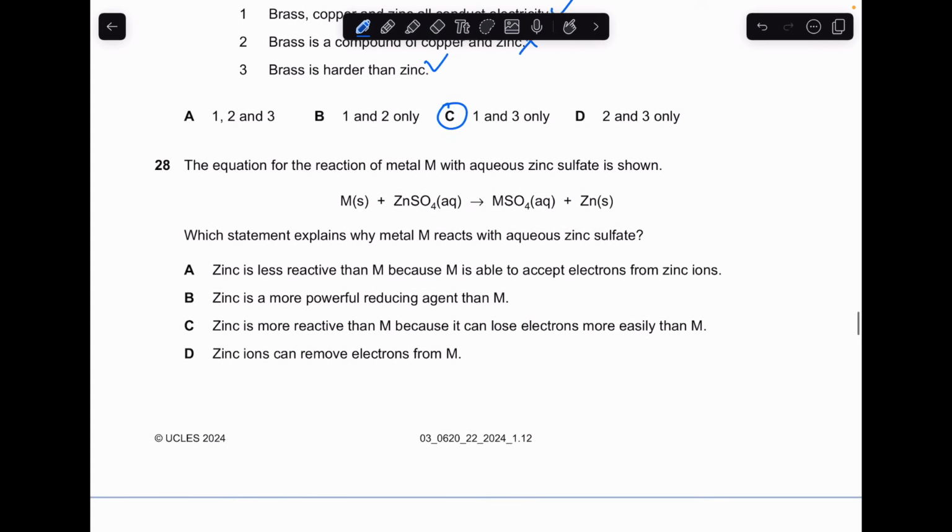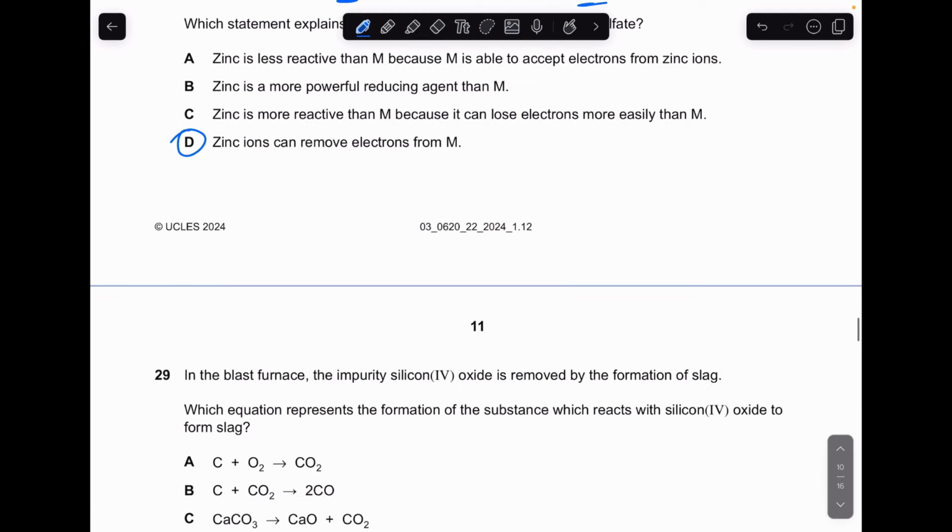C. Question number 28. The equation for the reaction of metal M with aqueous zinc sulfate is shown. So here metal M is reacted with zinc sulfate, and we can see zinc ions become reduced and M becomes oxidized as it becomes an ion and loses its electrons to zinc. So if we look at the options, we can see zinc ions can remove electrons from M, as you can see from the equation. So this is correct. The correct answer is D. This is because zinc must be more reactive than M.